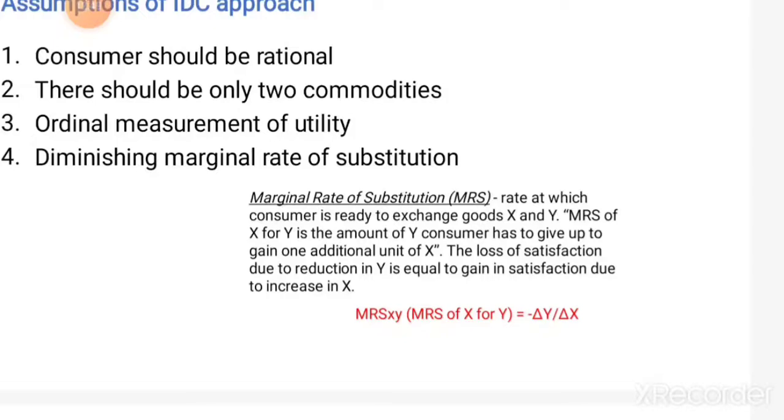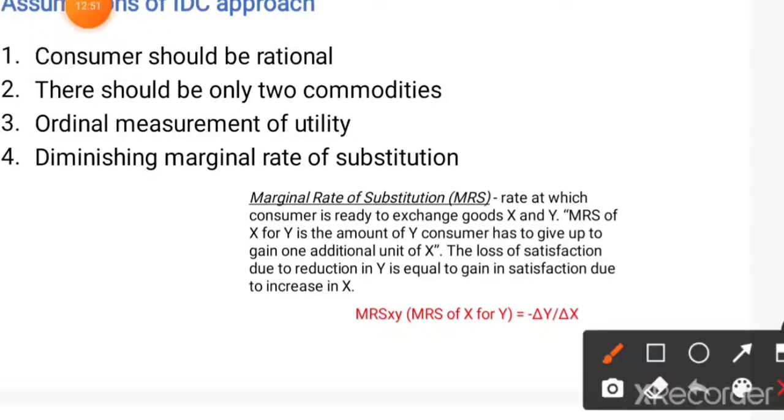So here you can see the definition also. What is the definition of marginal rate of substitution? It is the rate at which the consumer is ready to exchange goods X and Y. So marginal rate of substitution of X for Y is the amount of Y the consumer has to give up to gain one additional unit of X. Means he is giving something and he is taking something back. Okay, so that is nothing but marginal rate of substitution. You are substituting something with some other. Under the indifference curve, this marginal rate of substitution will be decreasing.